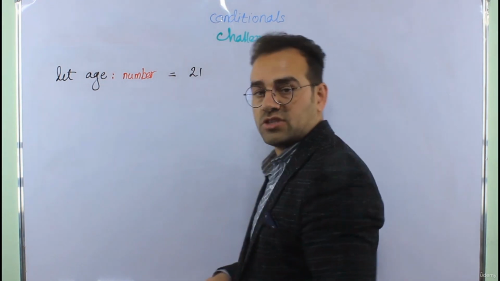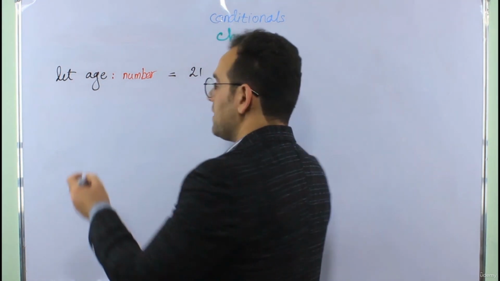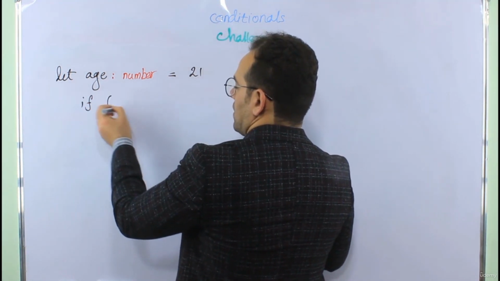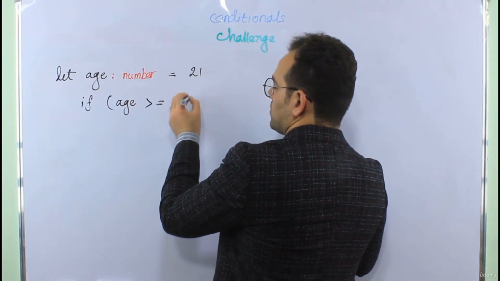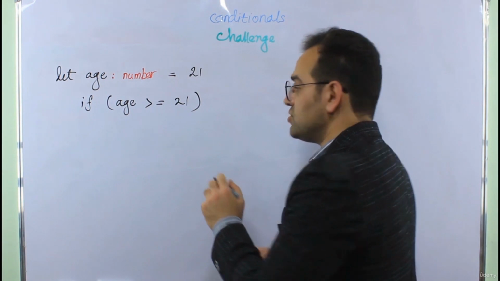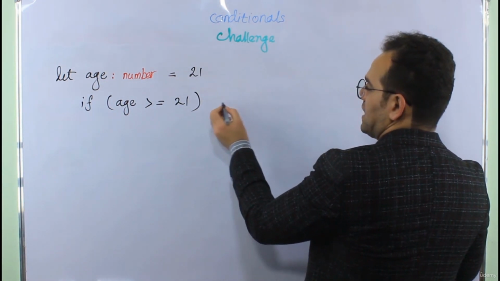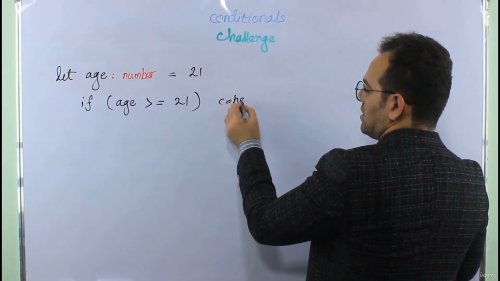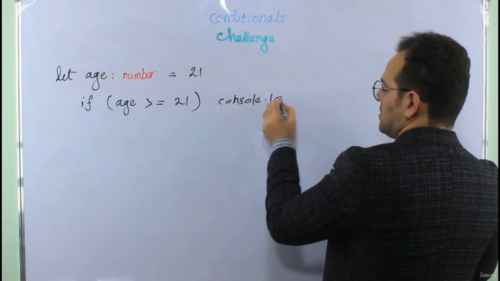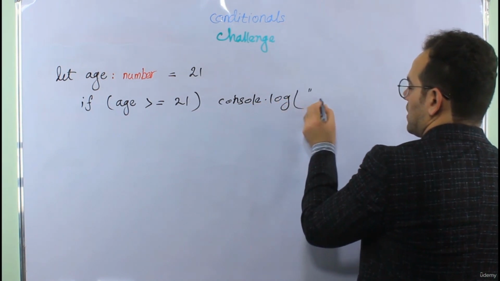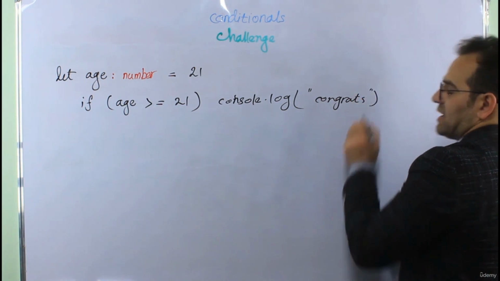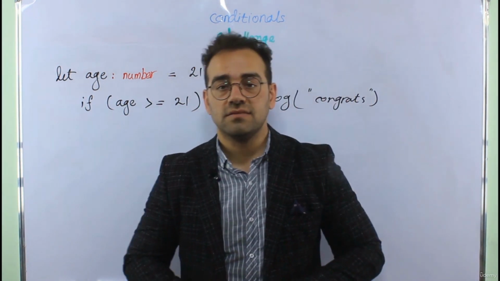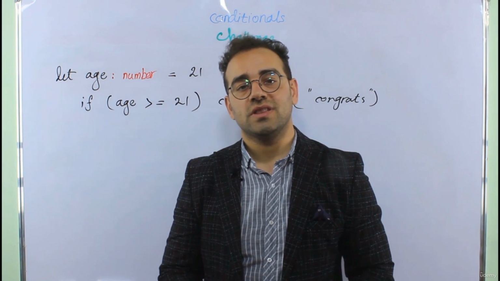Let's create our conditional. We are going to say if age is greater than or equal to 21, what do we want to do? We are basically going to print console.log congratulations, congrats. I'm just going to simplify it to congrats. And that is it. That is it for this challenge. See you in the next one.